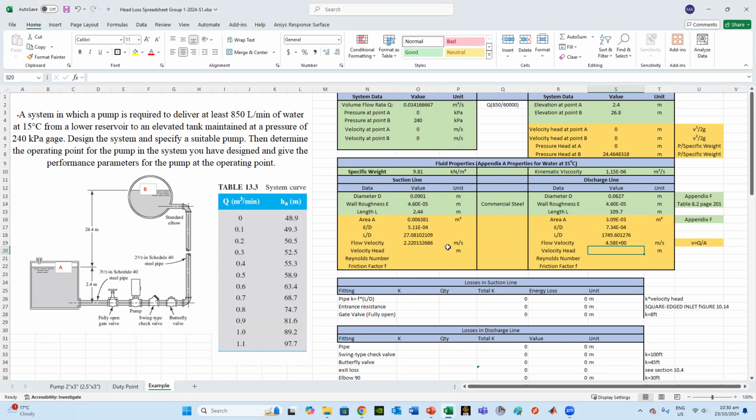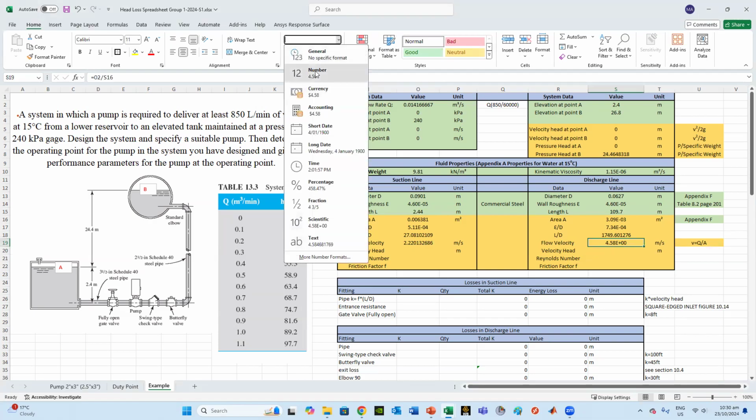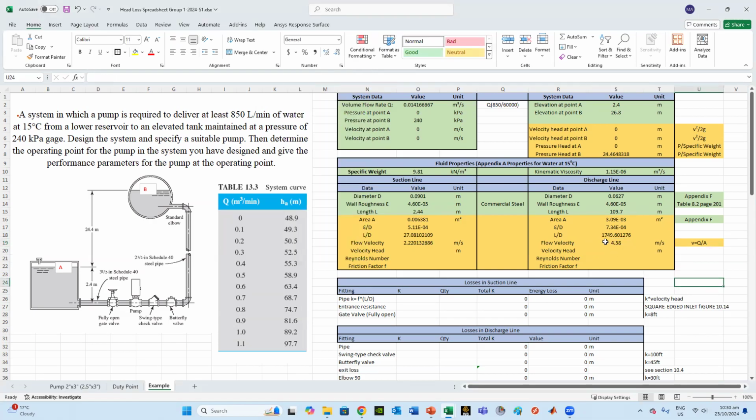All right, so now we got the velocities. If you don't like to see that one, just make it a number, and that way you can see the velocity is 4.58, and this one as well as a number, 2.2.